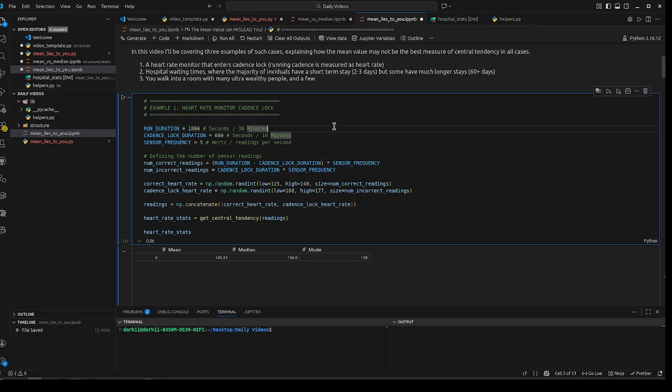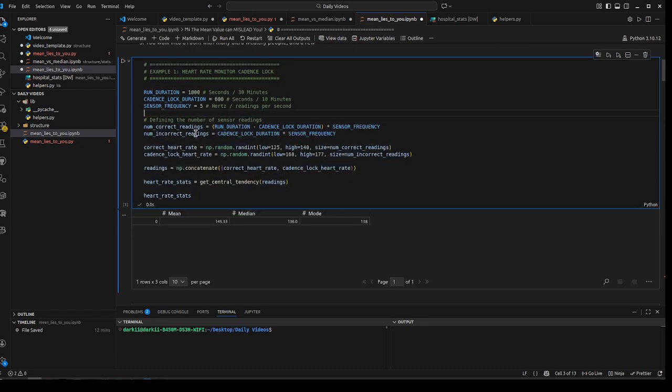Anyways, okay. So here we have example 1, heart rate monitor cadence lock. We have a running duration, you're jogging around for about half an hour, and for about 10 minutes, the heart rate monitor is looking at your cadence, which is typically higher than your heart rate. We're saying we have a sensor frequency of 5, so basically it's reading 5 times per second, so 5 hertz. Here we define the number of sensor readings, the number of correct ones and incorrect ones, and basically type it all in.